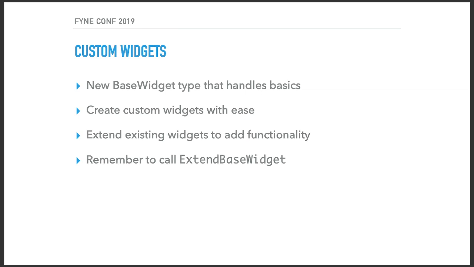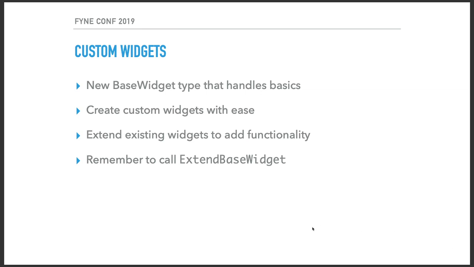And examples being where you might want an entry that handles certain keys, or you may want to add certain functionality to an icon, such as tapping it. These are all really straightforward now. There is a new function on the base widget called extend base widget, and if you include that line of code at the beginning of your constructor, then everything should work as you would have hoped.